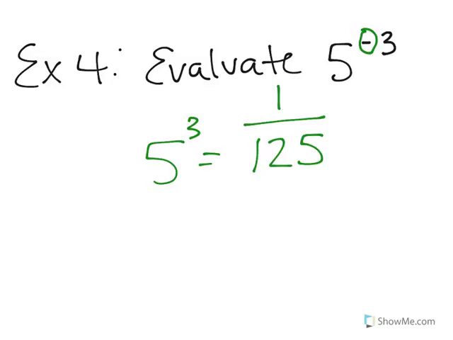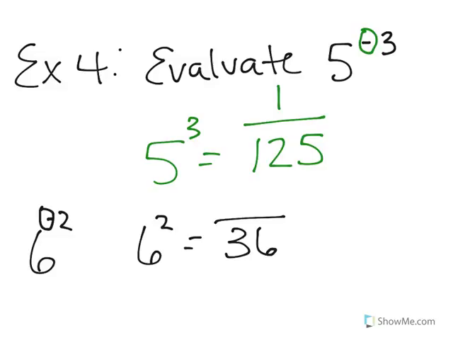Same thing, I'll add another example here. Let's think of 6 to the 2nd power, and let's add a negative. So let's say 6 to the negative 2nd power. Well, I know 6 to the 2nd power, or 6 squared, is 36. But because there's that negative sign, I'm going to make it 1/36. And that's really it.